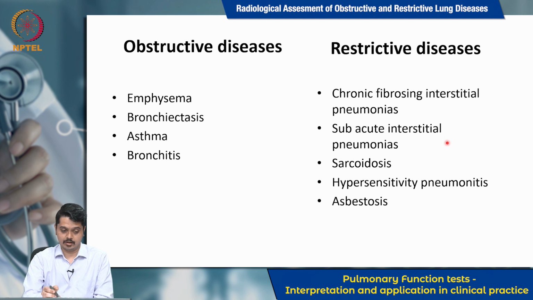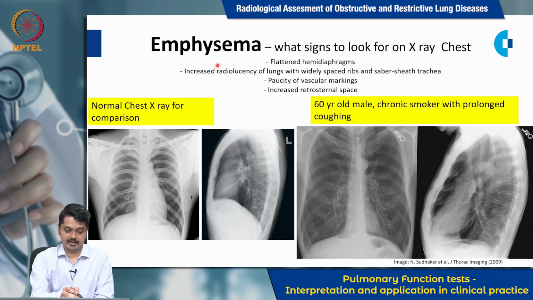Let us go into the pathologies. Under obstructive diseases, we will be covering emphysema, bronchiectasis, asthma and bronchitis. Under restrictive diseases, we shall be covering fibrosing interstitial pneumonias, sarcoidosis, hypersensitivity pneumonitis and asbestosis. First is emphysema. This is chest X-ray PA view, normal chest X-ray.